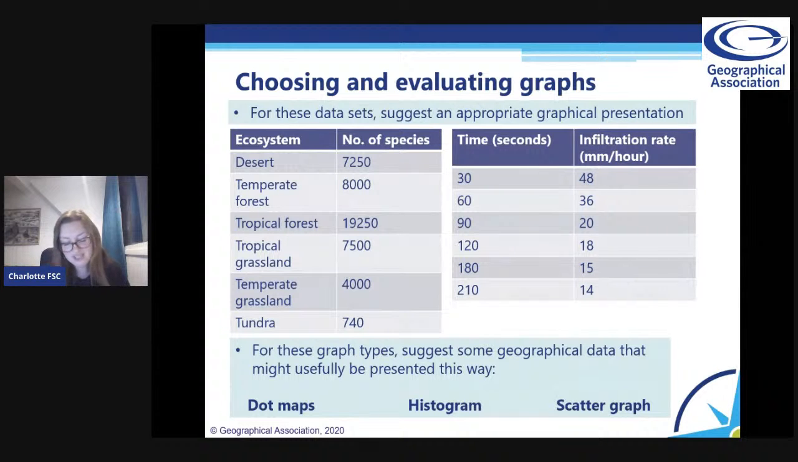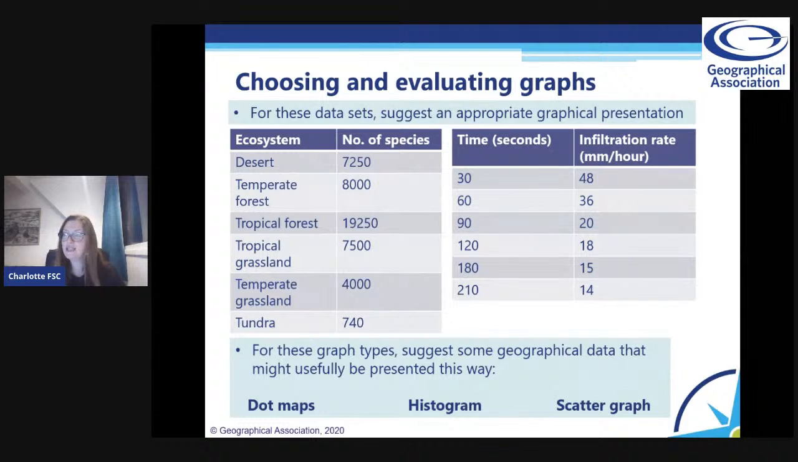So let's think about the thinking process you might have gone through and the conclusions you might have come to there. For our ecosystem data, it shows the ecosystem and a number of species that live in that type of ecosystem. So you've got discrete data here, counts or numerical data as integers that apply to each category. Therefore, you might have chosen a bar graph. That would be appropriate. You'd have your x-axis with the different categories, the desert, the temperate forest, and so on, and then the size of the bar would show the number of species that live there.